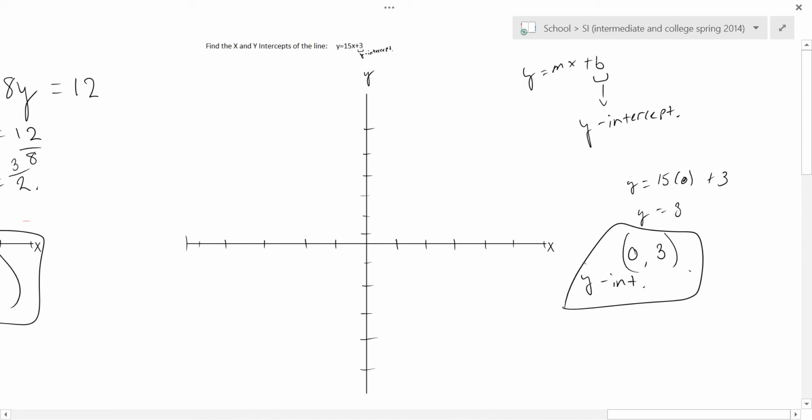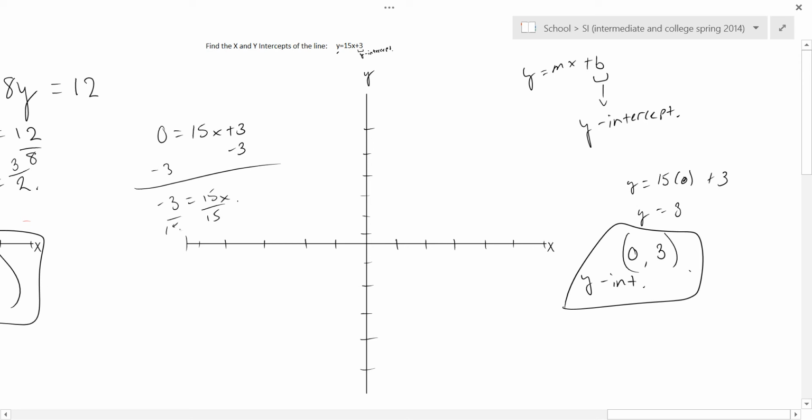And let's see, we can find the x-intercept by setting y equal to 0. So to find the x-intercept, I could just say y equals 0. Here's my y, so let's say 0 equals 15x plus 3. Now to solve for x, I subtract 3 from both sides. So I get negative 3 equals 15x. So let's go ahead and divide both sides by 15.